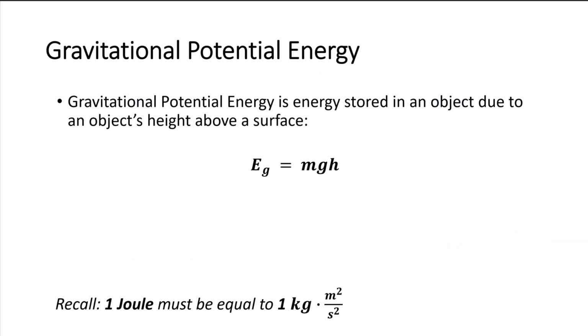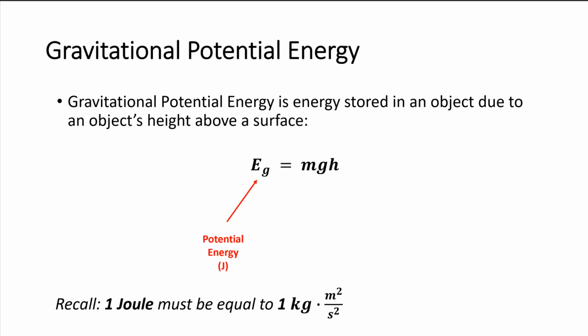And while there are many forms of energy, what we're going to concentrate on for this class is gravitational potential energy. And this is the energy that an object has due to its height above a surface. So it's the energy an object has due to its height above a surface. So we say it's capital E for energy, a subscript G for gravitational potential energy equals m times g times h. So what are all these pieces?